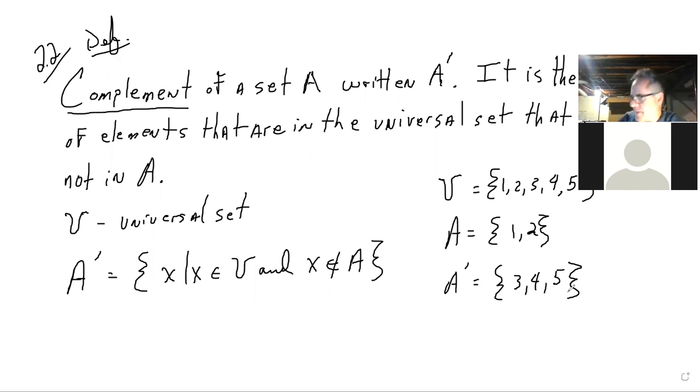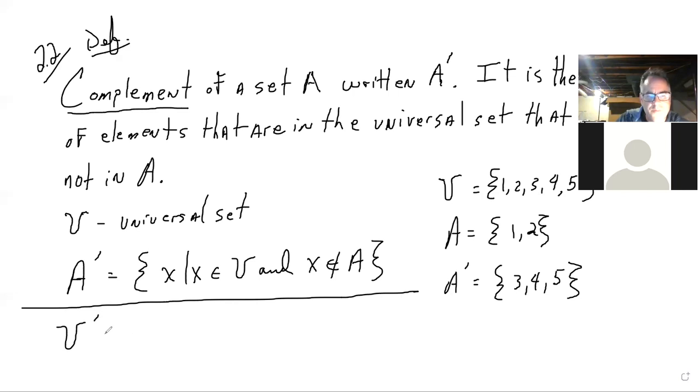Okay, any questions on that? Complement of A. And so by our definition here, the complement of the universal set would be the empty set. And the complement of the empty set, therefore, would be everything else in the universal set. So it's the universal set. All right.